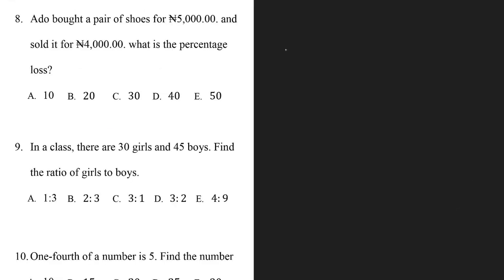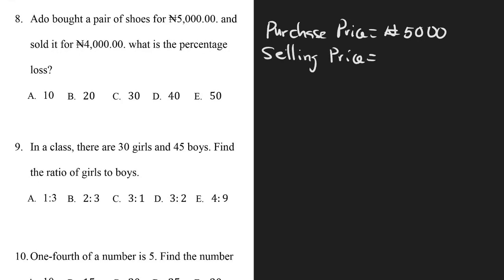Alright, question 8 says that Ado bought a pair of shoes for 5,000 naira. So we say purchase price, right, is 5,000 naira. You see? Then sold it for 4,000 naira. So selling price, right, is 4,000 naira. What is the percentage loss? So how can we calculate percentage loss?